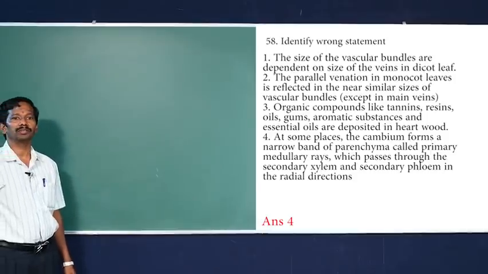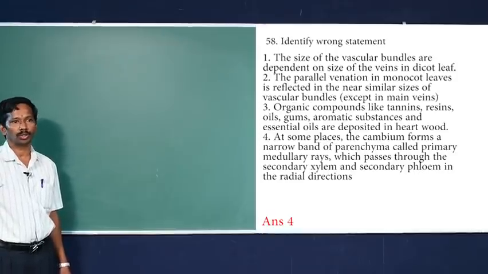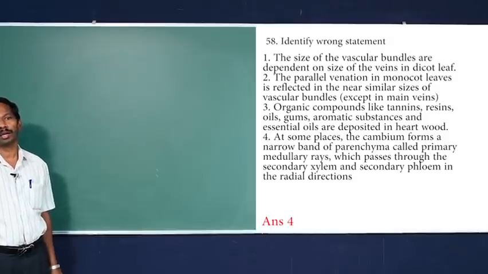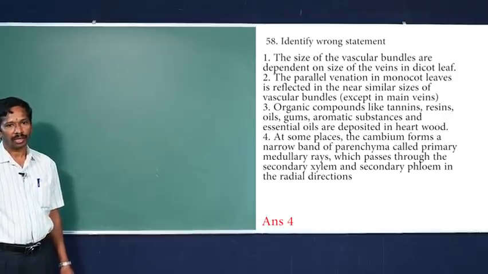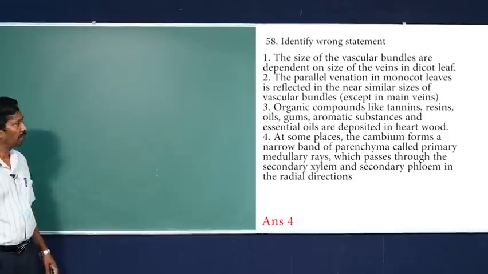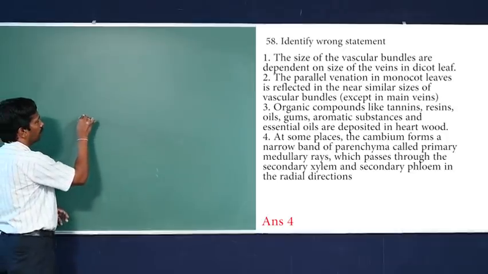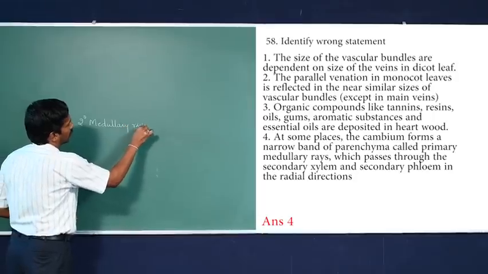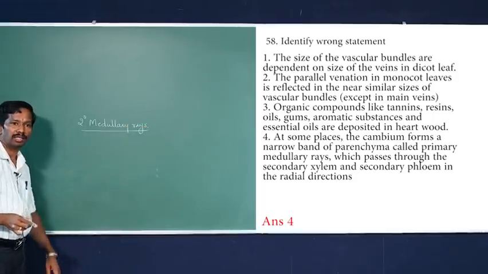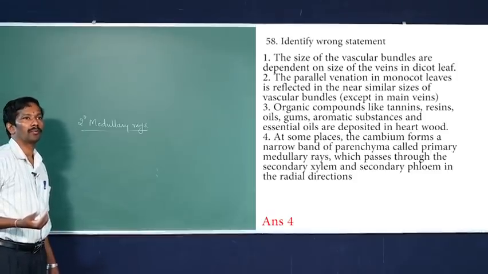Organic compounds like tannins, resins, oils, gums, aromatic substances, and essential oils are deposited in heartwood. That's also correct. At some places, cambium forms a narrow band of parenchyma called primary medullary ray, which passes through secondary xylem and secondary phloem in a radial direction. It is wrong, because primary medullary rays are present in between vascular bundles, whereas secondary medullary rays are present in between the secondary vascular tissue, and it is not a primary medullary ray. So option 4 is wrong for question number 58.